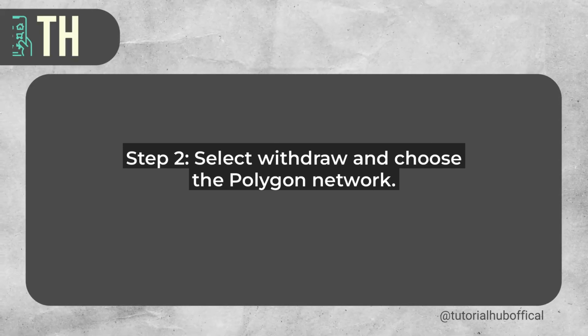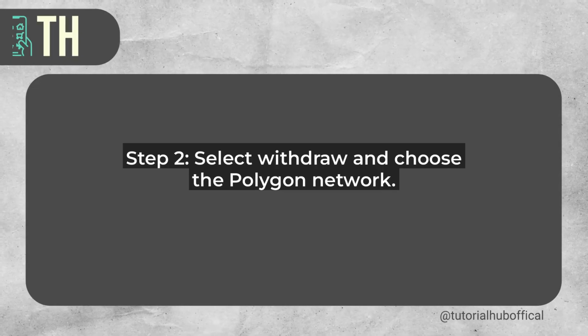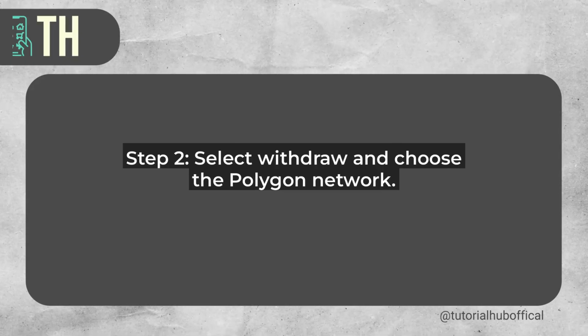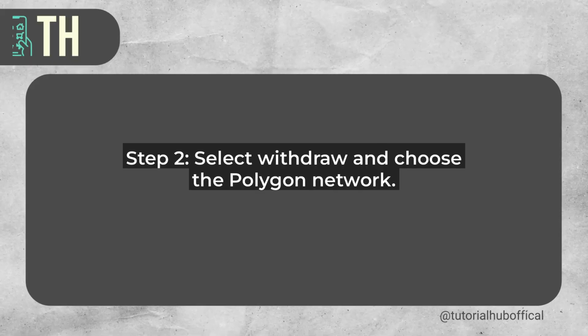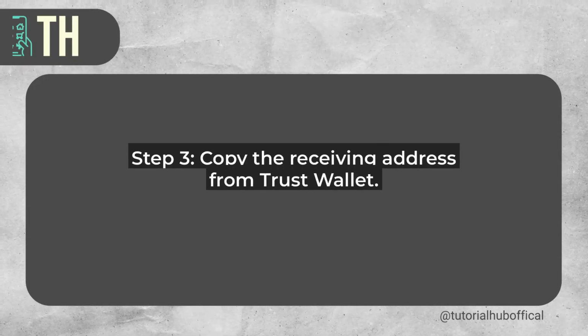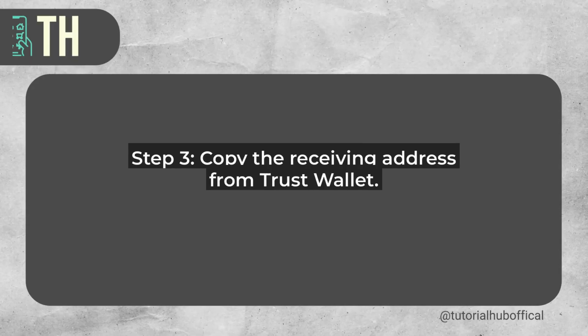Step 2. Once you're in the withdrawal section, you'll need to choose the network. For Matic, select the Polygon network to ensure compatibility with Trust Wallet. Enter the amount you want to transfer, but remember to leave room for network fees.